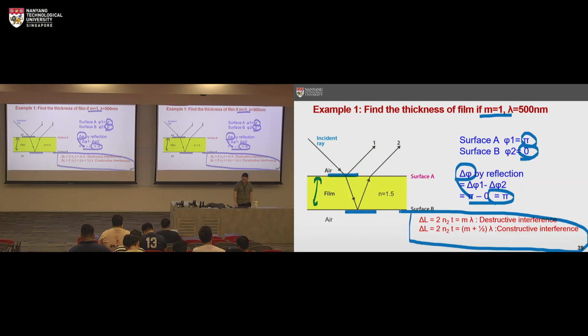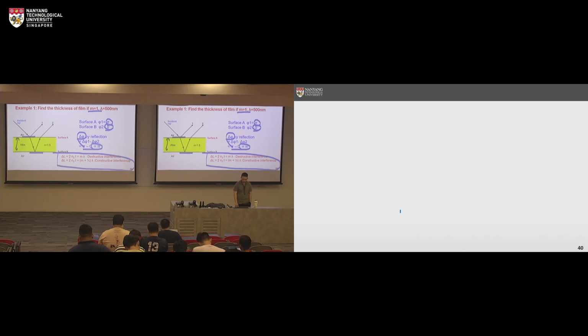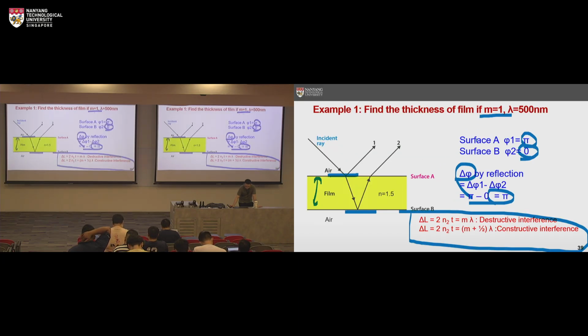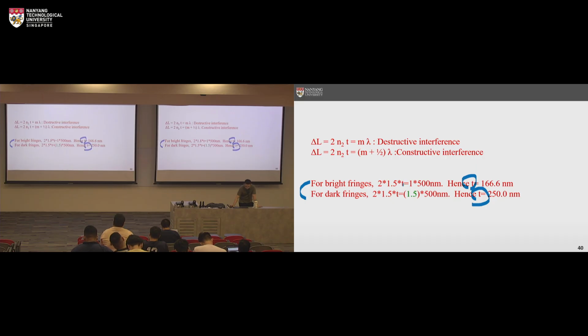Okay, so now if you want to find the thickness of the film at m lambda, if you are looking for destructive, then you use this set. If you're looking for constructive, then you use the (m plus 1/2). So whether you're looking for destructive or constructive, here is the solution. And then t is the thickness. Okay, so you put in the order of light, which is m equal to 1. So 2nt equals m lambda, and 2nt equals (m plus 1/2) lambda.